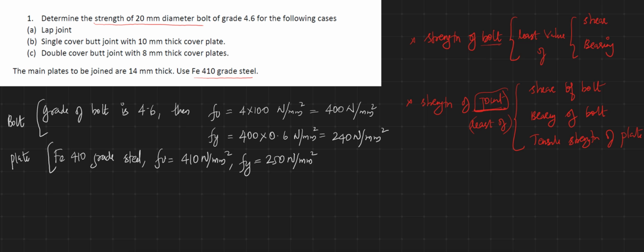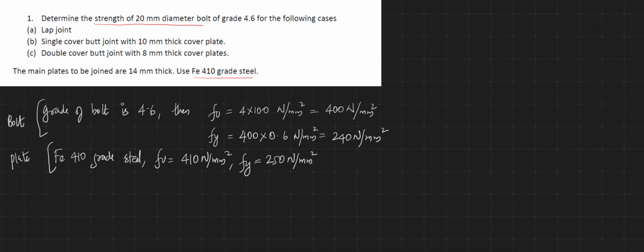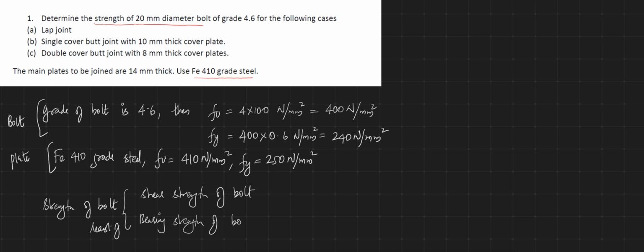So in this question it is asked, determine the strength of 20 mm diameter bolt, which means we need to find the strength of the bolt, which is the least of shear and bearing. So I could write, strength of the bolt is the least of shear strength of the bolt or bearing strength of the bolt. That is your Vdsb and Vdpb.